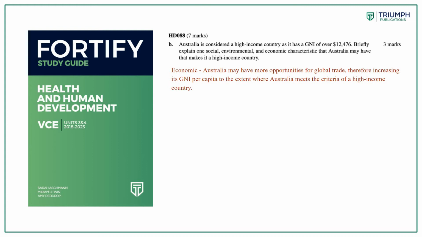Okay, so for the economic characteristic, I said Australia may have more opportunities for global trade, therefore increasing its GNI per capita to the extent where Australia meets the criteria of a high-income country. You'll notice that throughout the response, I'll be using very passive language, saying things like Australia may have more opportunities for global trade. This is because you don't want to be certain about your statements in HHD, as without data to back up what you're saying, this is an assumption.